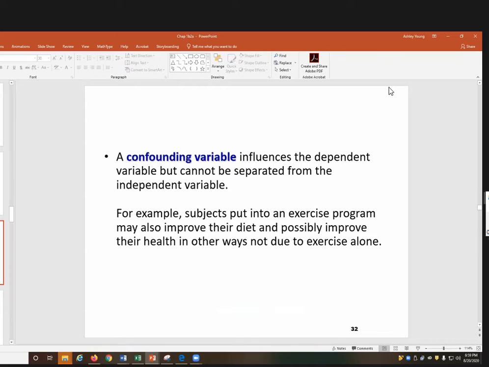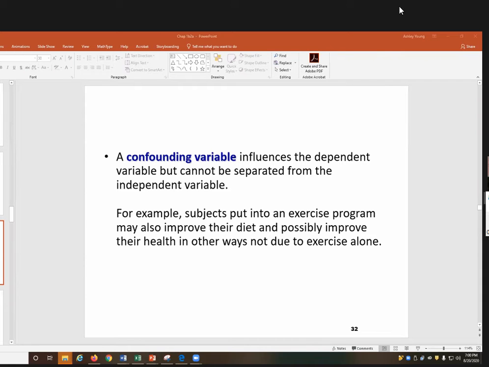All right. A confounding variable is a variable that cannot be separated from the independent variable. For example, subjects put into exercise programs may also improve their diet, possibly improving their health in other ways, not due to exercise alone. Perfect. Exactly. A confounding variable. It's something you can't separate out from the independent variable.